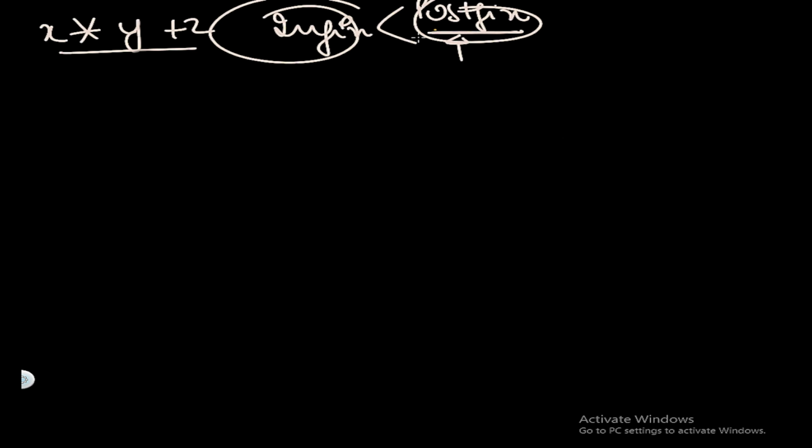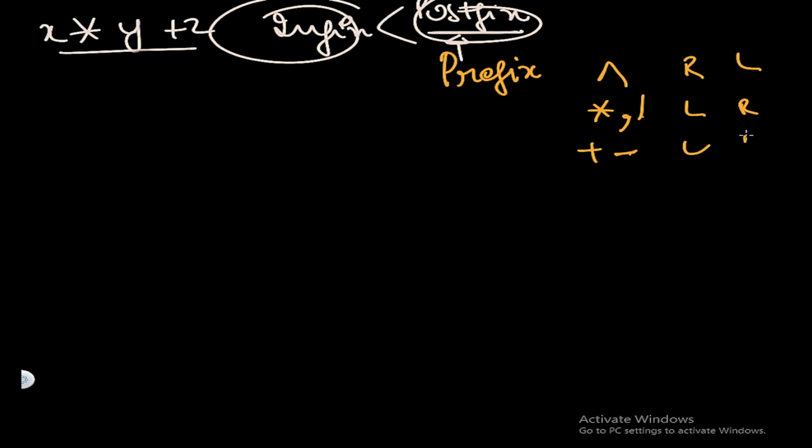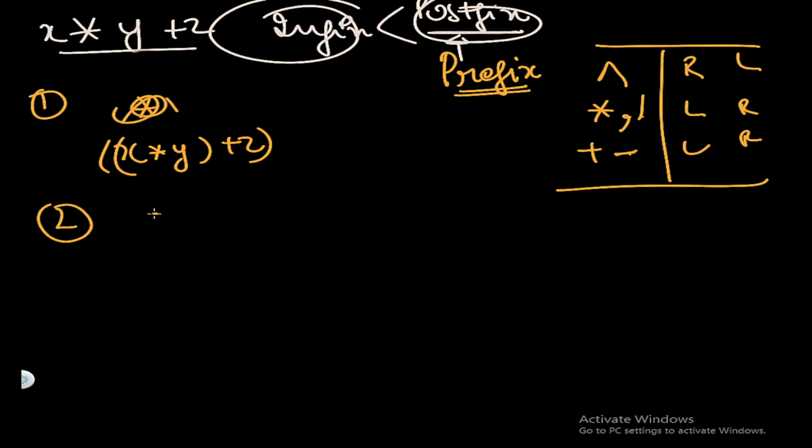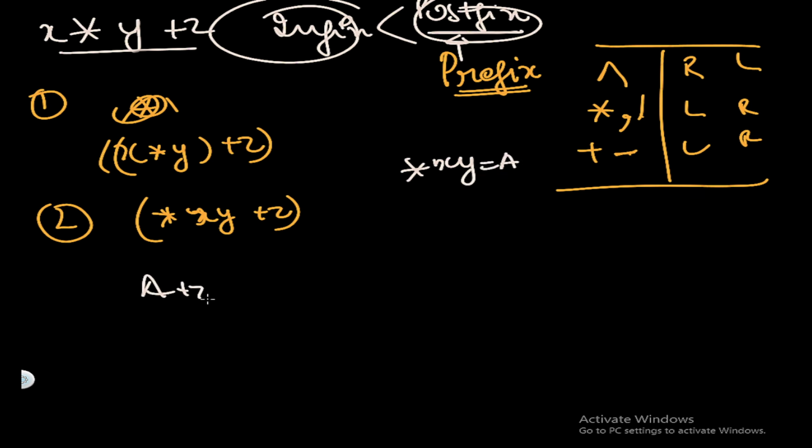Now let's evaluate the same expression for prefix also. So first step, draw the table. This is power, this is multiply, this is divide, this is plus, this is minus, R L L L R R. Okay. First step is to parenthesize the given expression. So x into y plus z. Second step is to convert in accordance with the given form. So it would become into x y, plus z. Say that into x y equals a. So a plus z would become plus a z. It would become plus multiply x y z. So this is our answer.